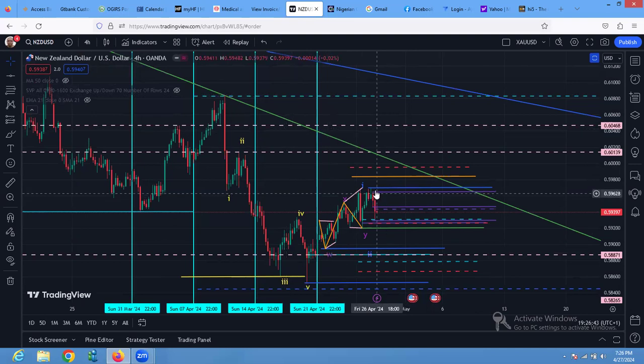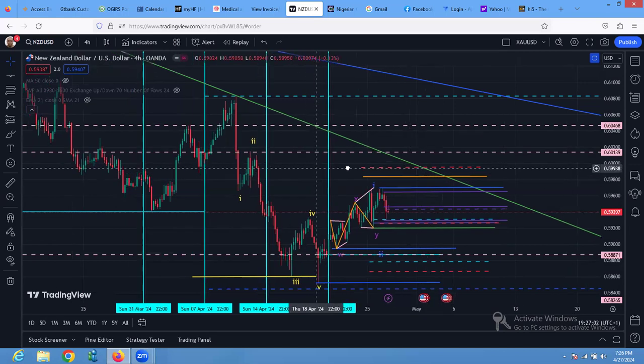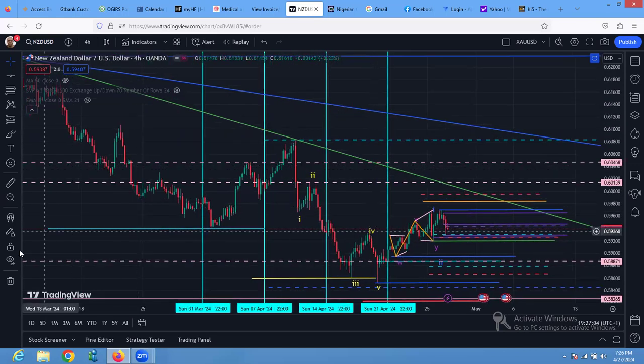So wait on this. Let this correction finish to the downside. It's going to take this bottom, break the bottom, and come near this zone. If you are not in, you can begin to look for your buys around this area. So look for your ABC correction to the downside, and boom, go up with it. That's on NZDUSD. So let's go to gold.